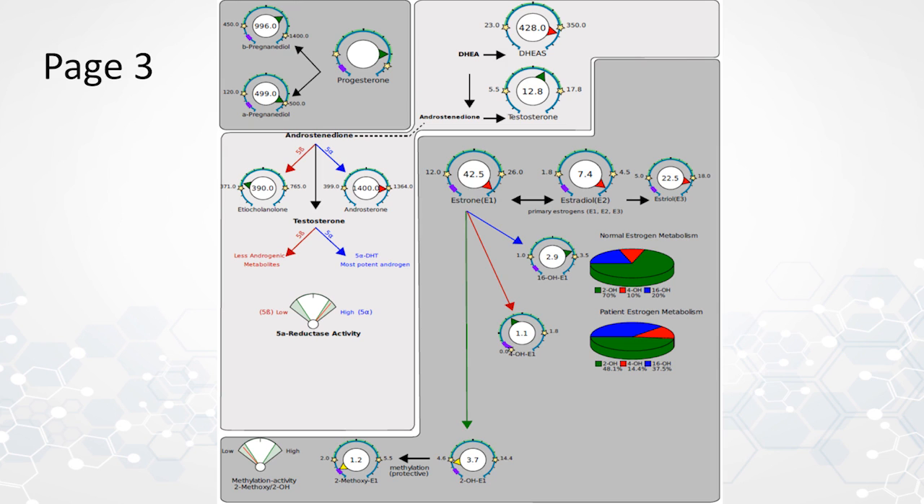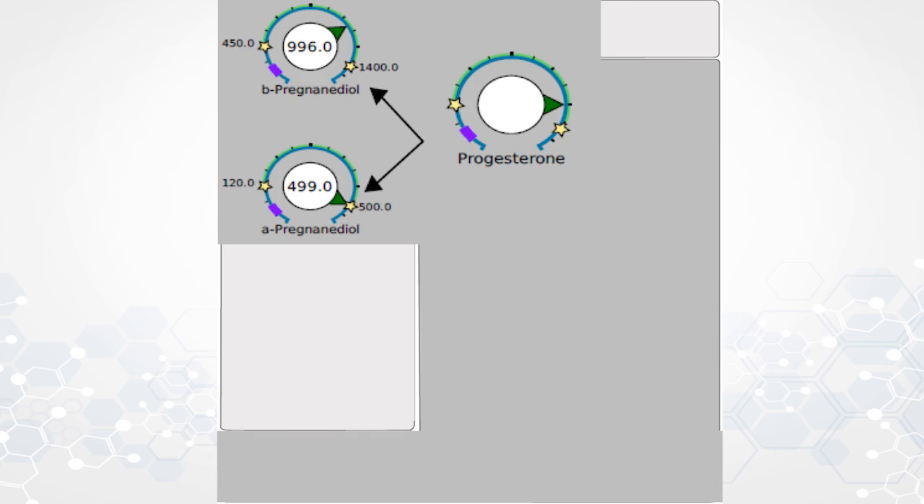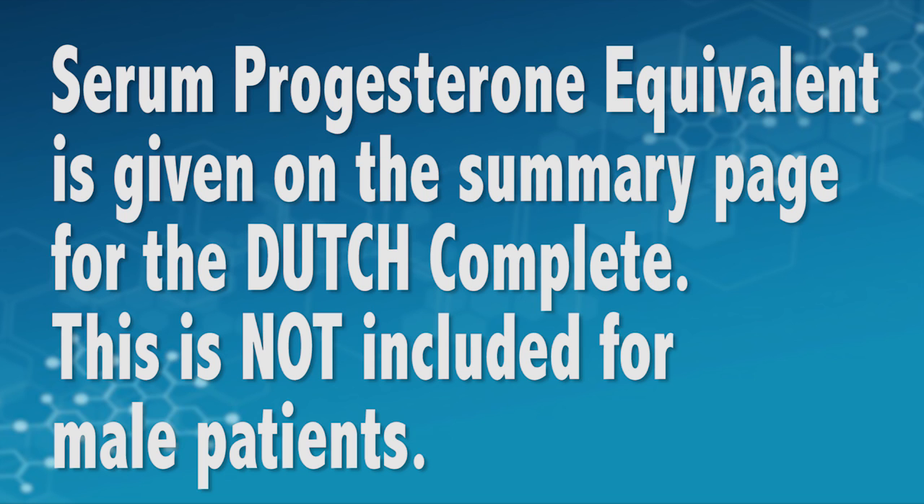So as we look at progesterone, you can see that progesterone has 2 metabolites. The reason there's no value there for progesterone is progesterone doesn't end up in urine until it's metabolized. So it's an indirect measurement. Now we've shown that both of these markers, beta-pregnanediol and alpha-pregnanediol, correlate very well to serum progesterone. So we list them both. And then what you see on the summary page is from taking these values, we're actually able to calculate for you a serum equivalent value.